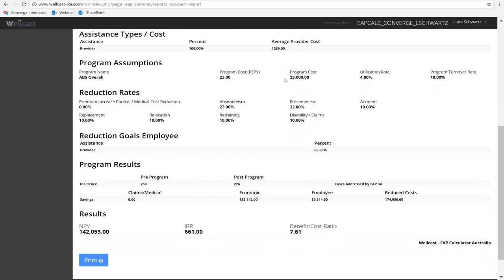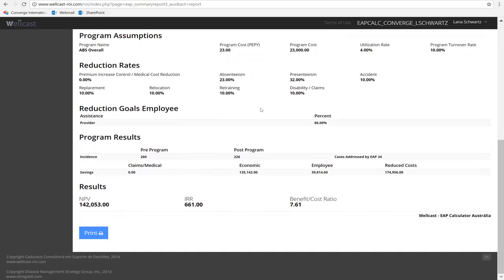Here's all the assumptions which we didn't touch around utilisation rate, program cost per employee. And we also have our effectiveness rate, which at the moment is 86%. So for every 100 people that come to use our service, 86 of them will actually get an impact from what we've done to a resolution that they were looking for. The program results are then displayed down here.